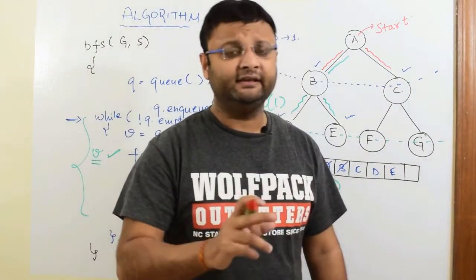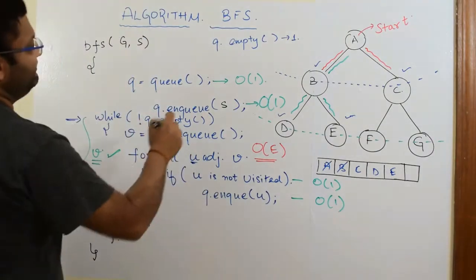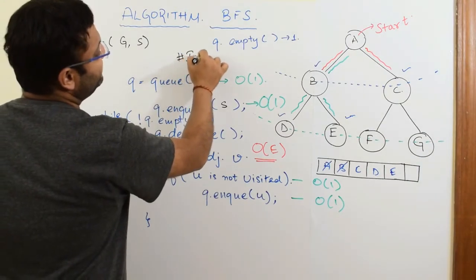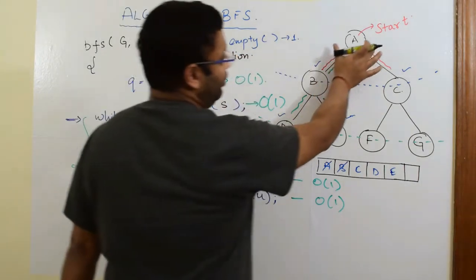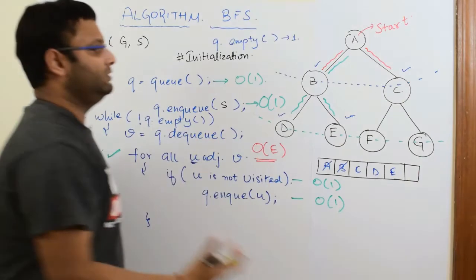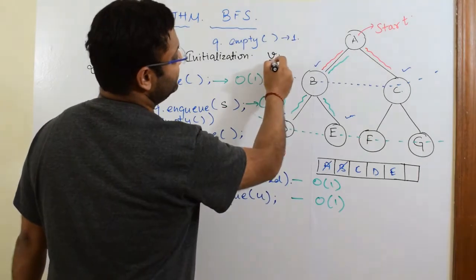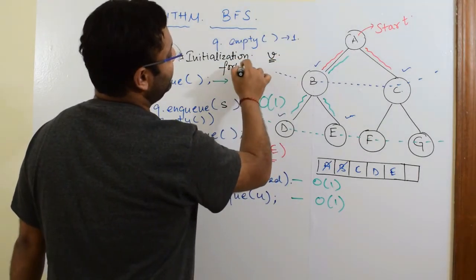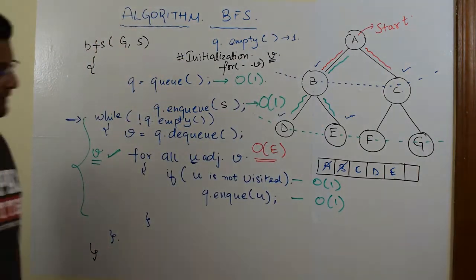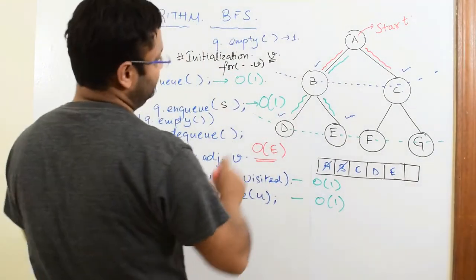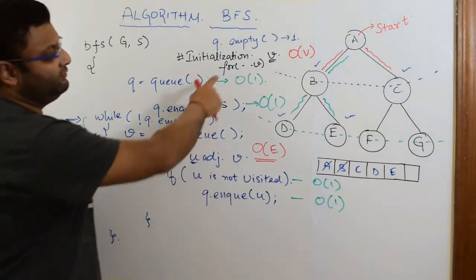Is there anything left? Yes, because in this algorithm, in the very beginning, we have to initialize also. In initialization, we have to set all of these vertices to false, right? So how many vertices do we have? Let's say we have V vertices, so we have to run a for loop for all these V vertices, so that we set all of them as false. What will be the time complexity for that? Definitely O of V, because V is the number of vertices. We have to run this for loop V times.